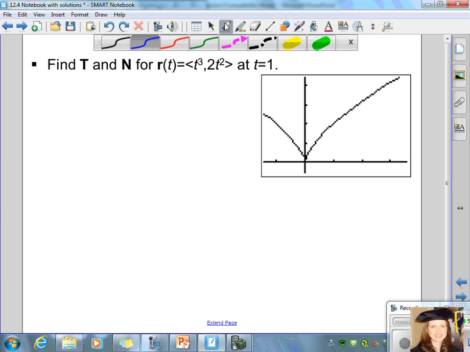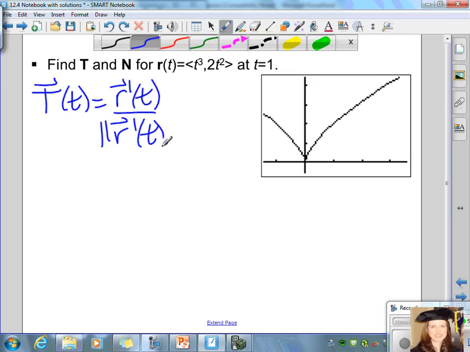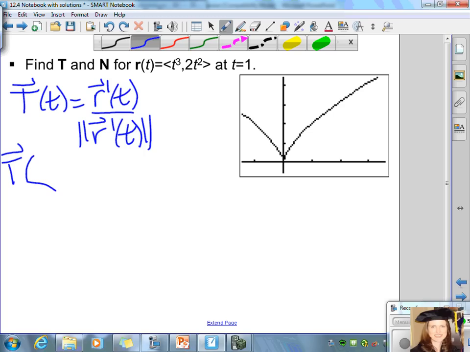So to find the unit tangent vector and the principal unit normal vector, we'll first use the formula for the unit tangent vector. You can pause the video now, try this on your own, and then come back and compare your results. For the unit tangent vector T of t, we're going to take r prime of t and divide by the magnitude of r prime of t.